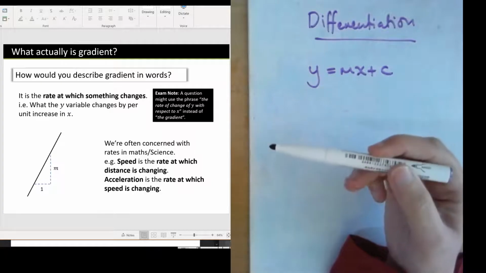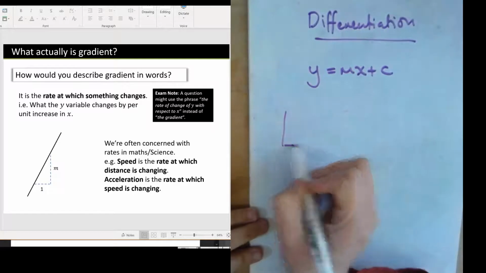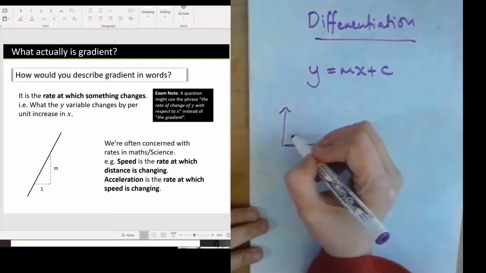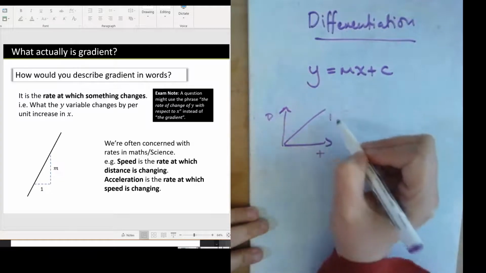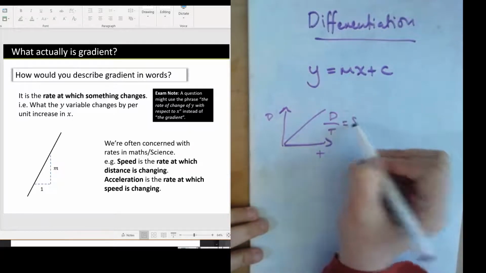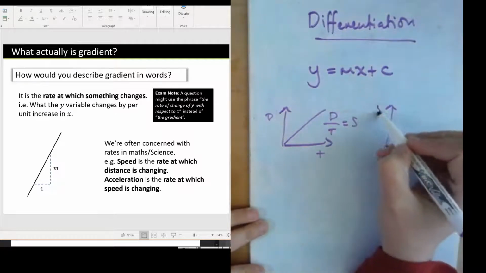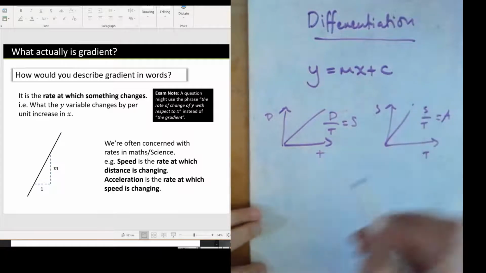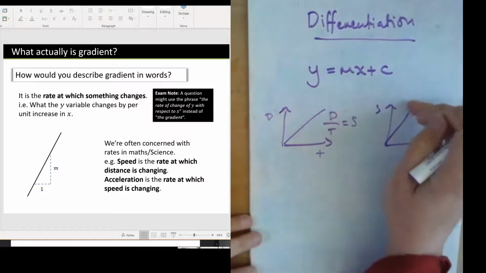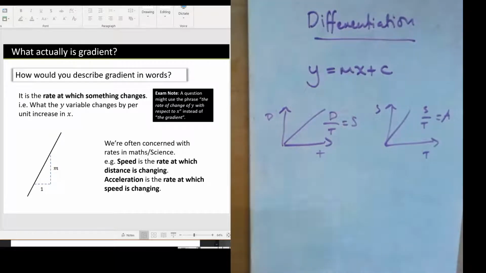They also talk about speed and acceleration, but we will cover that later. But if you did just want to look at it, say this is a distance-time graph, then that would be distance over time, which equals speed, which is your gradient there. Or if you have speed over time, that equals acceleration. So you should be aware of these two already. If you are, that's fine. If you're not, yay. But that's all you need to know.